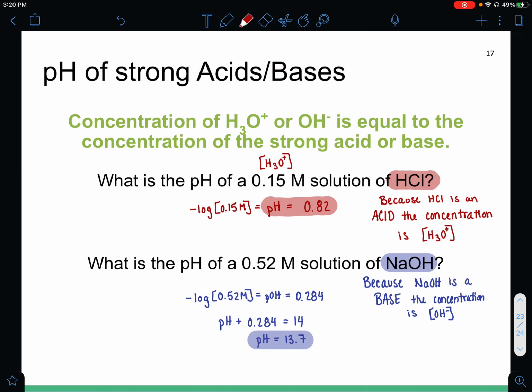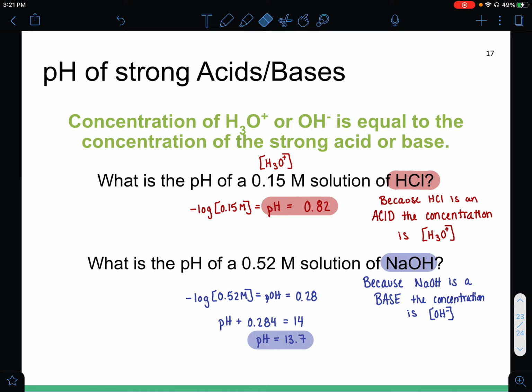All right, then second one. What is the pH of a 0.52 molar solution of NaOH? So this was a strong base, also from 2 slides ago, and due to the presence of that hydroxide ion, which indicates a base, that means that we are going to have to calculate this just a little bit differently. We'll still start by taking the negative log of the concentration, but because it's a base, we will be given the pOH. Again, I messed up on my sig figs.